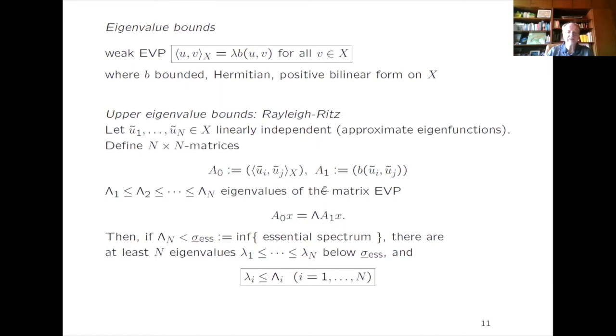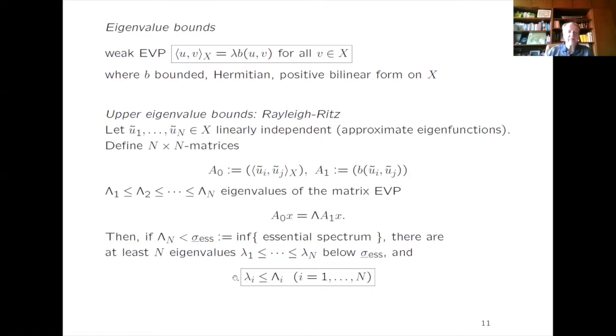This matrix is A1, and order them by magnitude. And then we can say, if the largest of these, lambda n, is still strictly less than the infimum of the essential spectrum, which I abbreviate by sigma lower bar s, if that is satisfied, then there are at least n eigenvalues of the given problem below this essential infimum of the essential spectrum, and we have the inequalities.